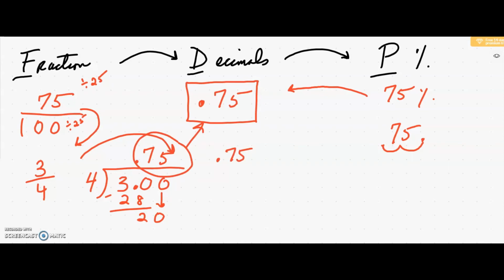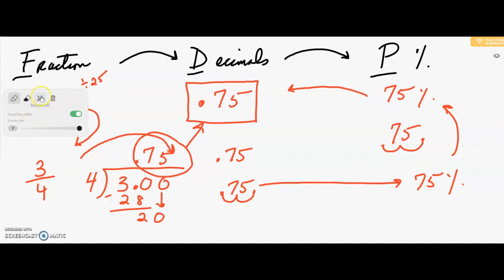And now I'm going to make my 0.75 a percentage. I'm going to move my decimal 2 places to the right, and it's going to become 75%, just like what I have up here, a complete match. So you're going to learn to go both from percent to decimal to fraction, and then from fraction to decimal to percent.